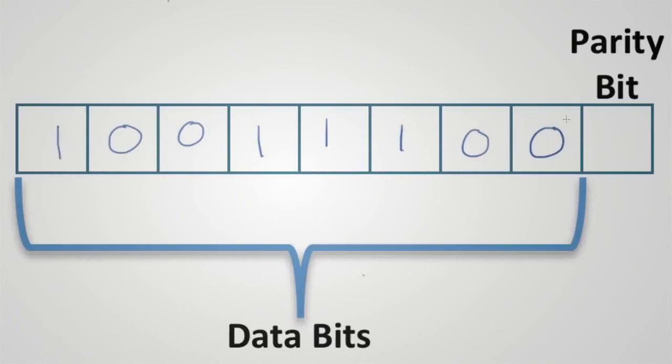Let's count them up. We have 1, 2, 3, 4 ones in the data bits, and that's an even number. I want this to be even, so I would add a parity bit of 0 to make sure the grand total number of ones happen to be even. If we were using odd parity, then I would need to make this parity bit a 1 so that the grand total number of ones would be an odd number.